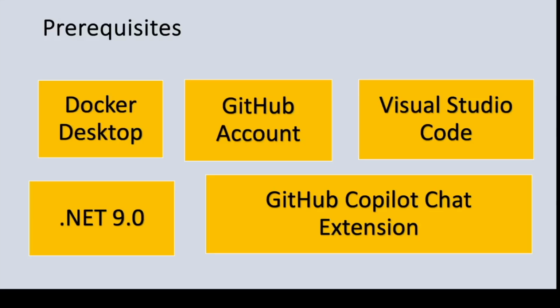To follow along, you need to have Docker Desktop installed on your computer. You need a GitHub account. You also need Visual Studio Code and .NET 9.0. Also, you should install the GitHub Copilot chat extension into your Visual Studio Code.